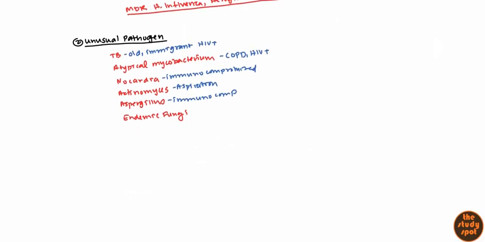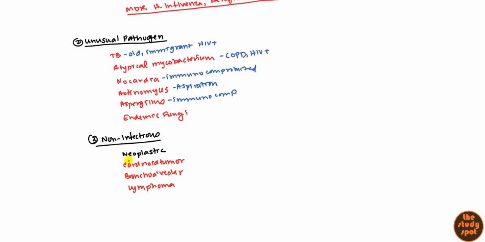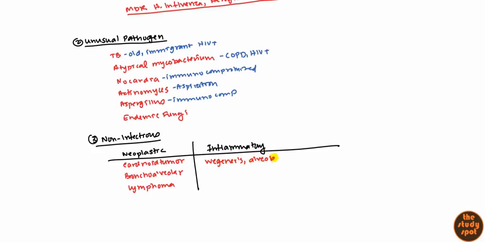And finally, if it's non-resolving, then you might want to take into consideration that maybe it's not an infection. There are certain non-infectious conditions which would show up like pneumonia. This can be something like a neoplastic condition, such as carcinoma tumor of the lungs, bronchoalveolar carcinoma, which has an interstitial type of look, and lymphoma. All 3 of these on X-ray can mimic a pneumonia. Not only can it be neoplastic, but it can be inflammatory. This would be Wegener's, which can have a nodule, alveolar hemorrhage, and sarcoidosis. So these tend to be mistaken for pneumonia.